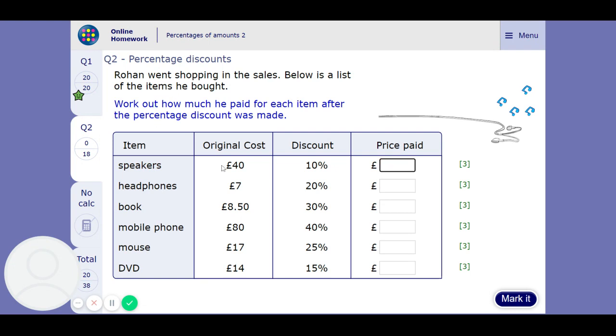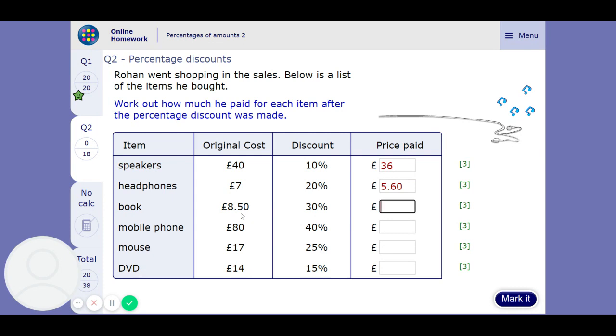Okay, so now discounts. 10% doesn't mean take 10 off. We've got to work out 10% and then subtract it. So work out 10%, that's £4. Subtract it, you're left with 36. £7 is the original amount, so 20%. We're first going to work out 10% is 70 pence. 20% is £1.40, so it's going to be £5.60.